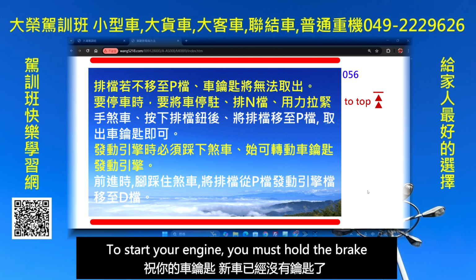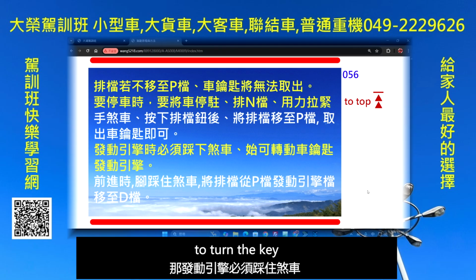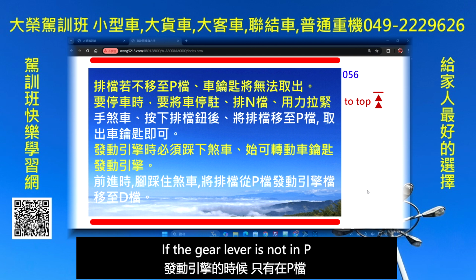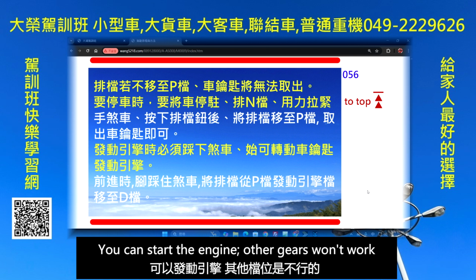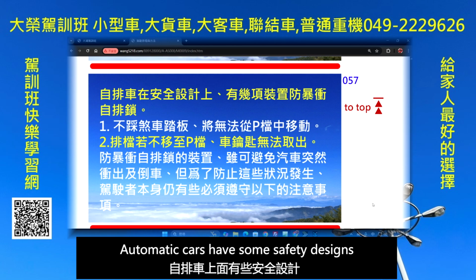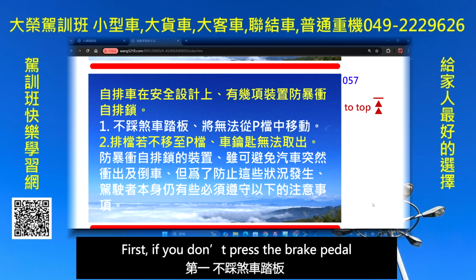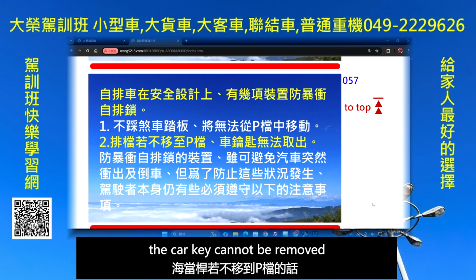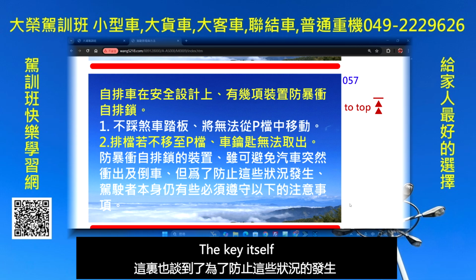To start your engine, you must hold the brake. So there's no issue there. To turn the key and start the engine in an automatic transmission, it must be in P gear. If the gear lever is not in P, but in neutral, you can also start the engine. Other gears won't work. Automatic cars have some safety designs to prevent it from surging forward. First, if you don't press the brake pedal, you won't be able to move the gear shift. The car key cannot be removed either. This also prevents these situations.